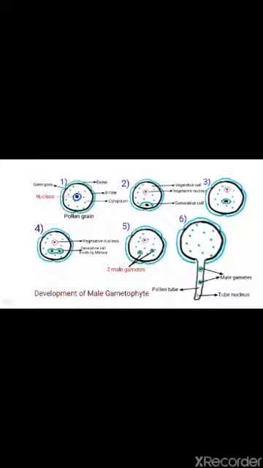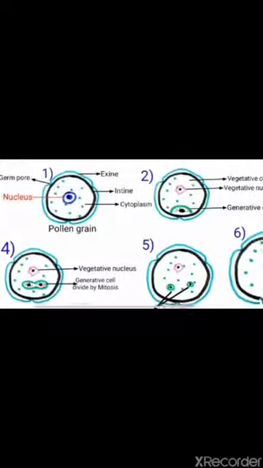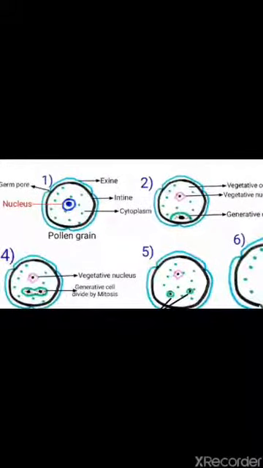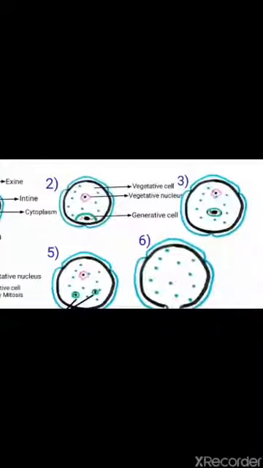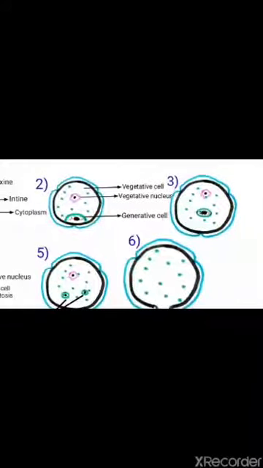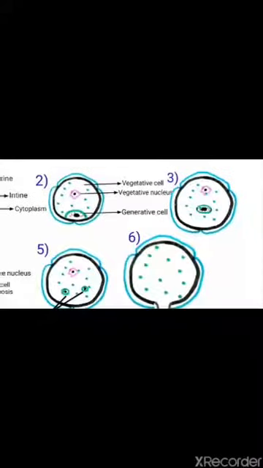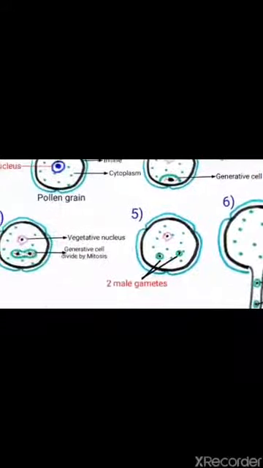Here, the development of the male gametophyte we will see once again through this diagram. In the first diagram, the pollen grain is shown, a complete pollen grain. Then this pollen grain undergoes the first division. It forms two cells, the vegetative cell and the generative cell. The vegetative cell is a larger cell but it's naked, whereas the generative cell is a smaller cell, and it floats in the cytoplasm of the vegetative cell.